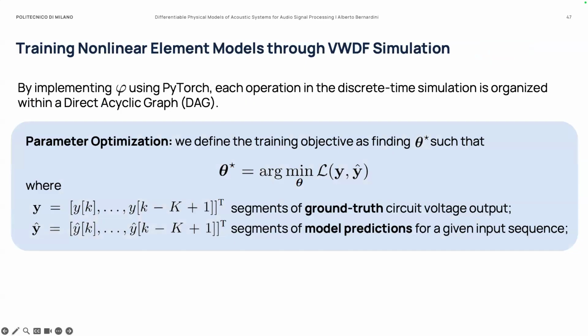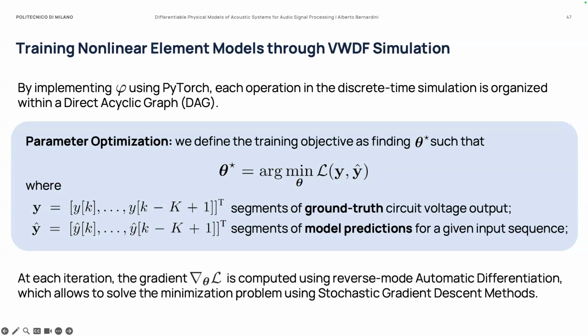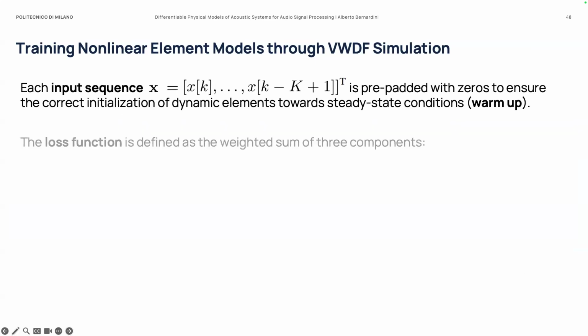And here this is the formulation of the problem in which your directed acyclic graph of the automatic differentiation process is the discrete-time simulation itself of the circuit, okay? So you are basically simulating the circuit during the training process, and you are trying to optimize just the parameters of the neural network in this way. And we obtained nice results with this approach.